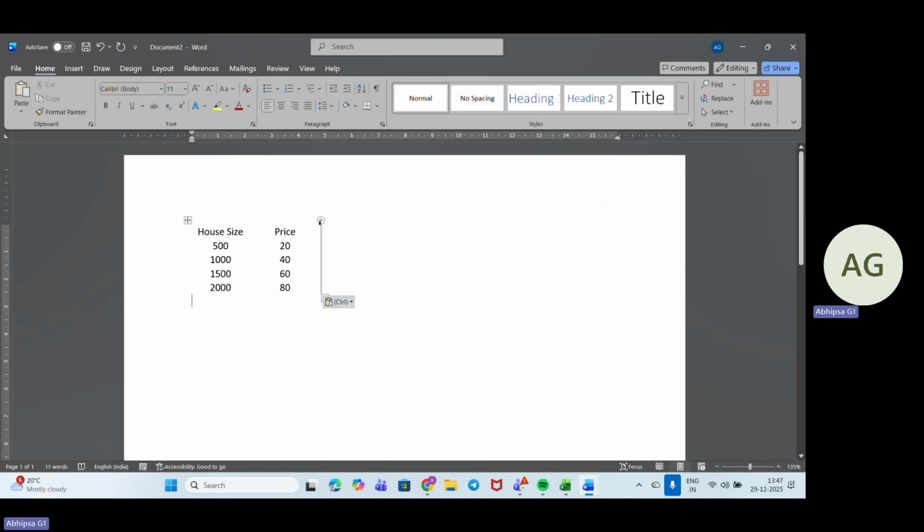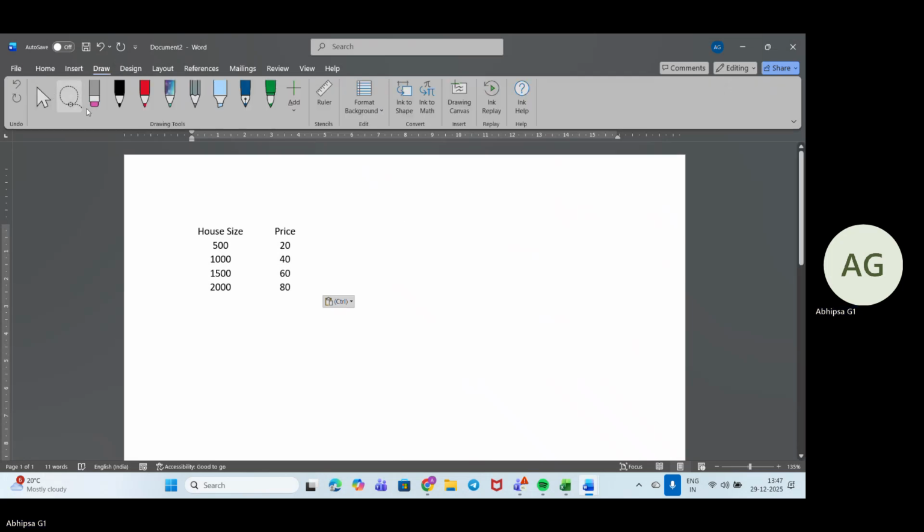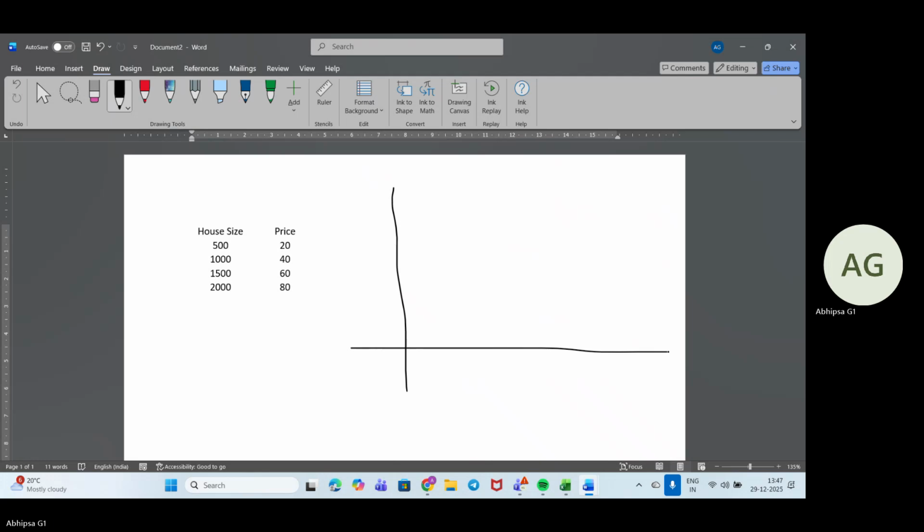So this is the house size and the price. Now let's take this one and we'll just plot it down. So this is the x-axis, this is the y-axis. Along the x-axis, we are taking the house size, and along the y-axis, we are taking the price.